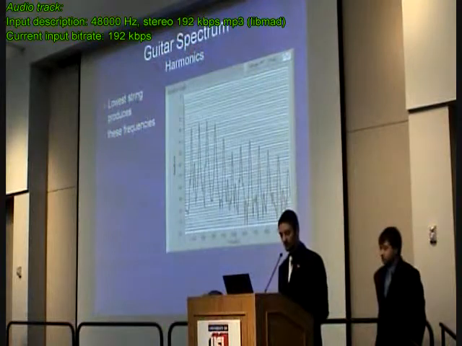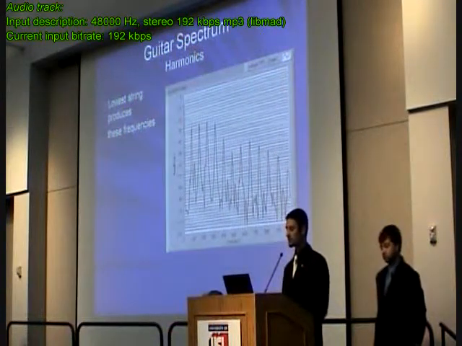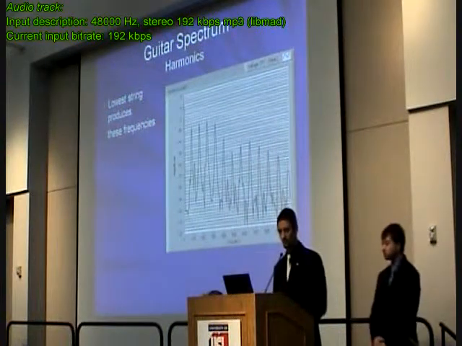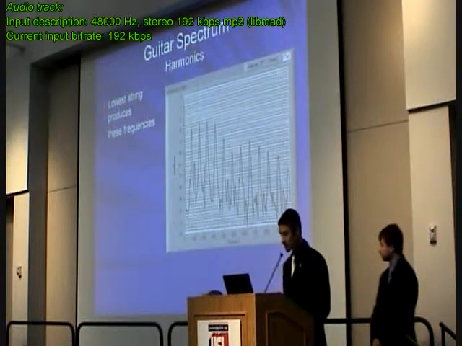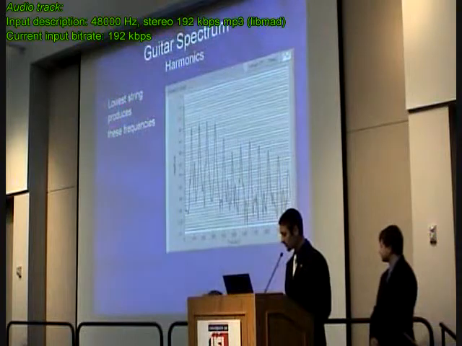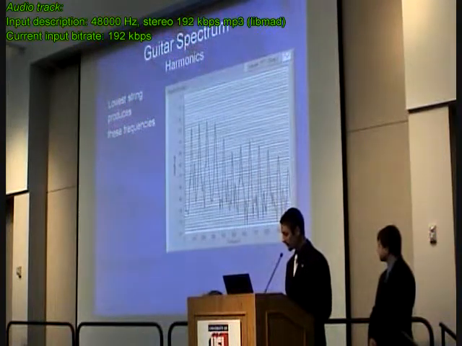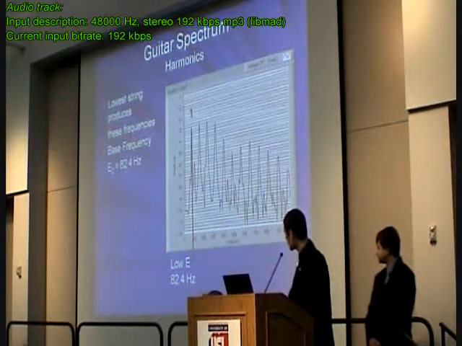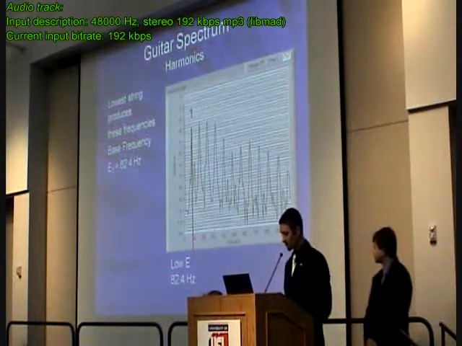When a note is played on a guitar, many frequencies are created. We used a spectrum analyzer to plot the frequencies generated by striking the low E string. The first peak shows the base frequency of this open E string, 82.4 hertz. The other peaks indicate the presence of 10 important harmonics, which are each multiples of that base frequency.